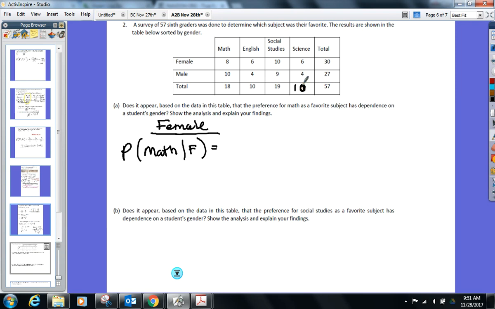All right. So the probability you prefer math, given you're female, if they are independent, should be the same as the probability that you prefer math. All right, let's find out. You and your group right now, go ahead, find both probabilities and we'll talk.